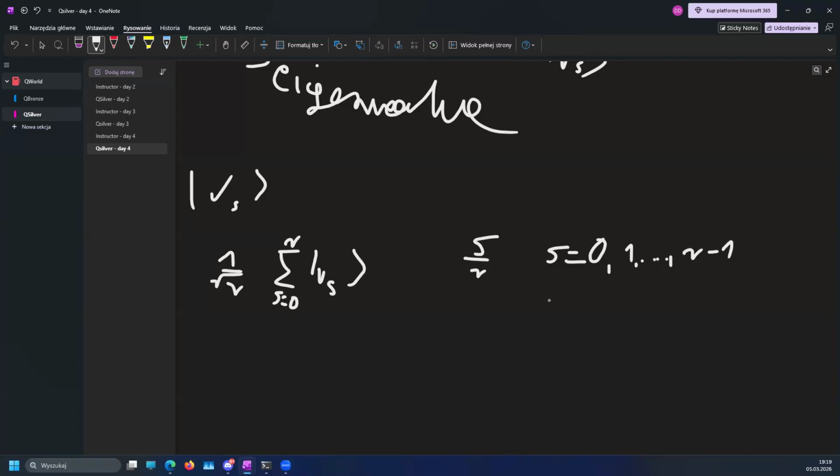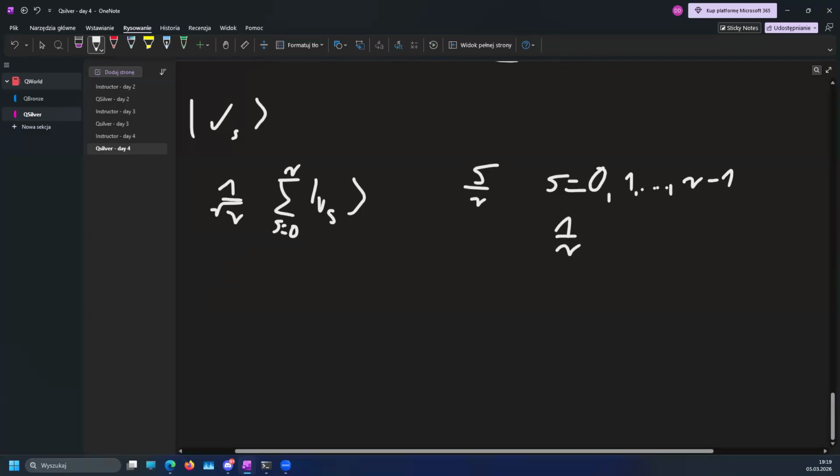And the bad news is that we don't know which S will be used to yield an approximation of S divided by R. Each of those S can be chosen at random with the probability of 1 divided by R, because here we have R elements. And okay, so now let's consider this superposition of states.